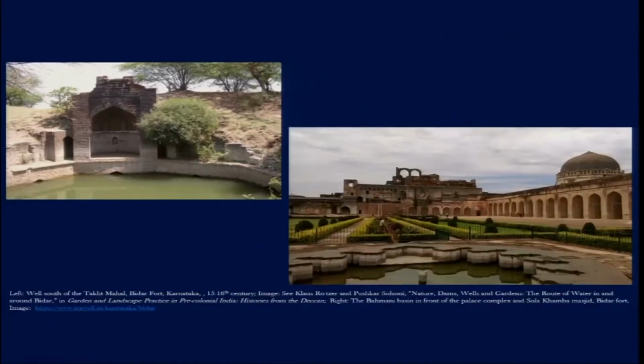Hello everyone, we have been continuing our discussion on the gardens and the water structures, the reservoirs and everything else in the Deccan region of southern India. And here on screen, there are a few examples. For example, we have this well in the south of the Takht Mahal in Bidar Fort in Karnataka, which was built sometime between the 15th and 16th century.